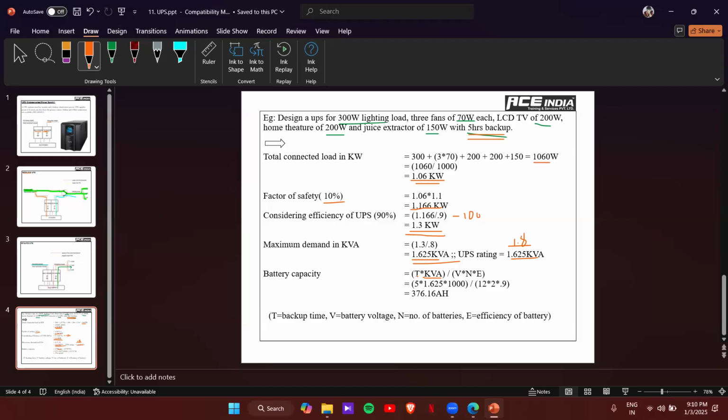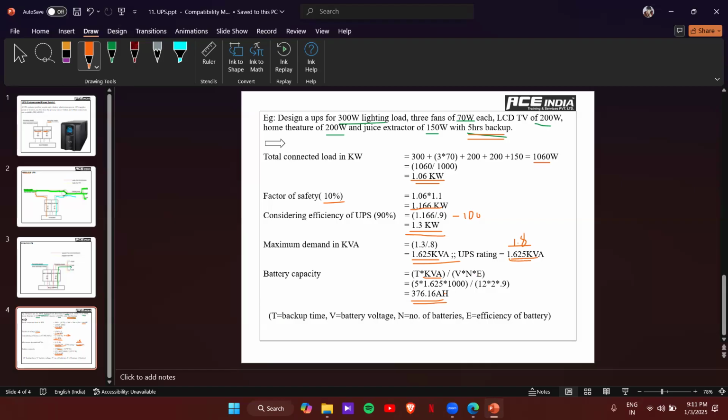So these are the parameters we have. Time is 5 hours, kVA capacity of the UPS is 1.625, and here it's given in kVA, so we have to convert to volt-ampere, so just multiply by 1000, divided by voltage, we have set 12-volt batteries. The number of batteries I'm selecting is two, and efficiency I'll go for 0.9, meaning 90% efficiency. Once you substitute all the parameters in our equation, you'll get 376.16 ampere hour.